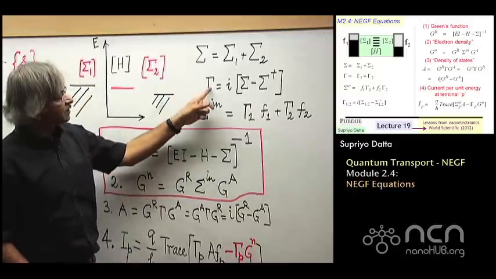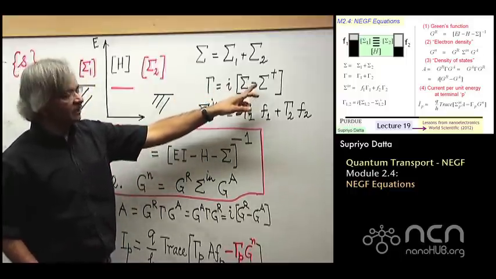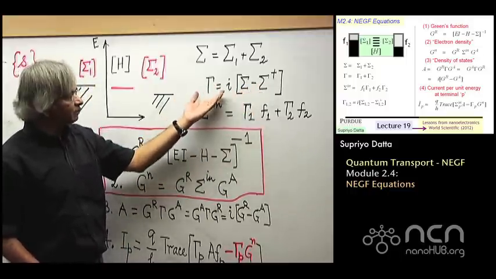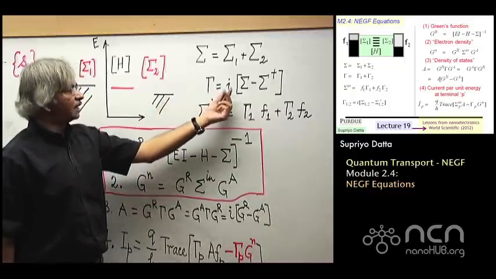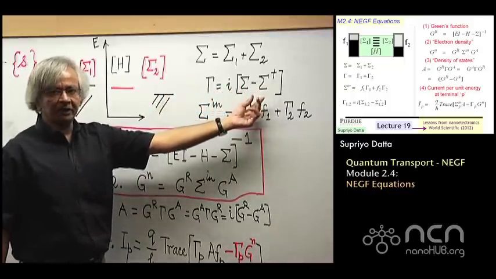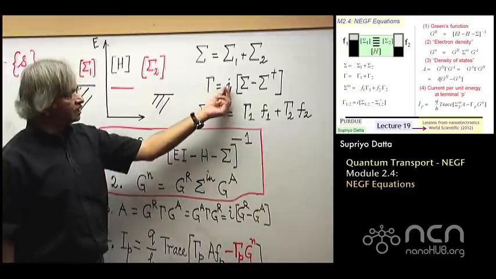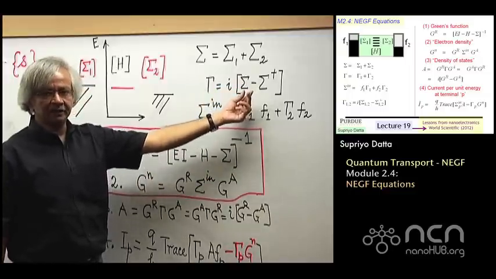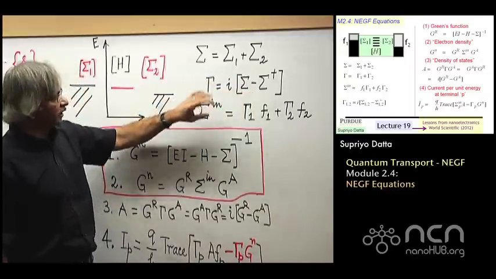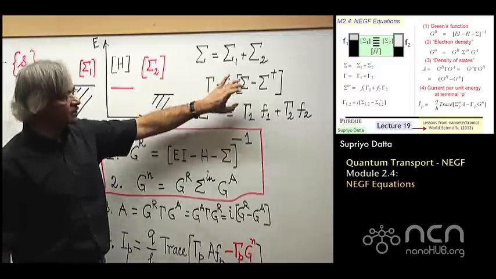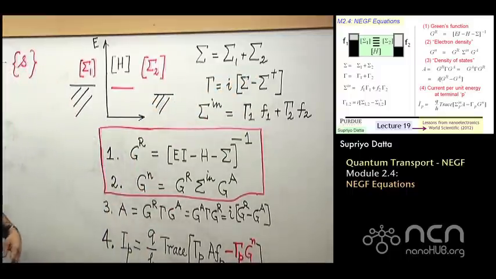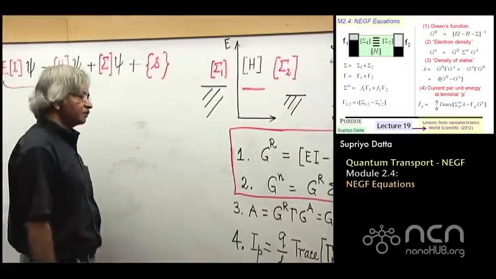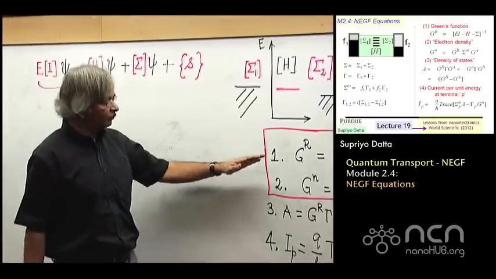Here also I've just written gamma equals i times sigma minus sigma dagger, but it applies to the component due to 1: gamma 1 is i times sigma 1 minus sigma 1 dagger. Gamma 2 is i times sigma 2 minus sigma 2 dagger. And when you look at the total thing, then gamma is i times sigma minus sigma dagger, same way.